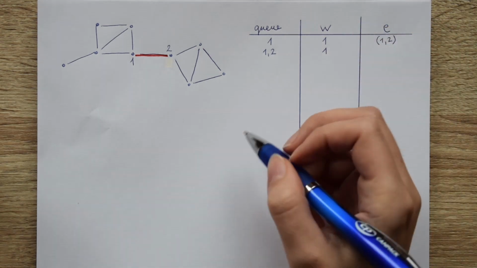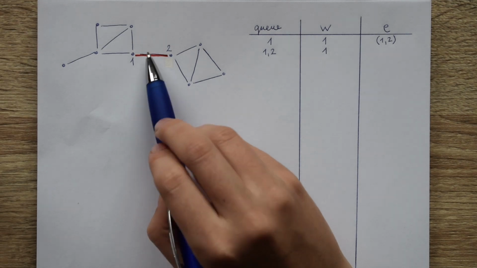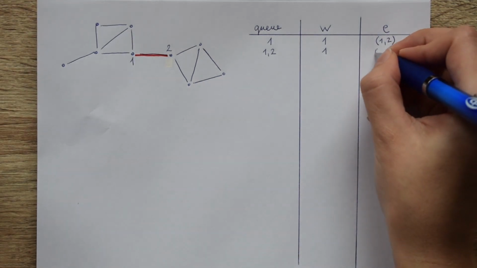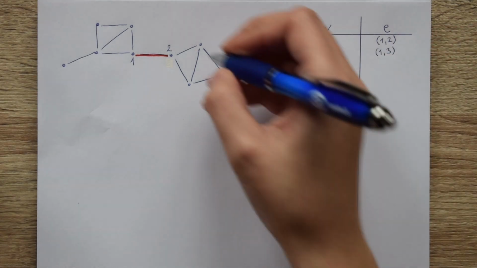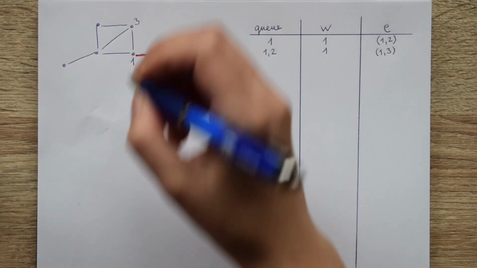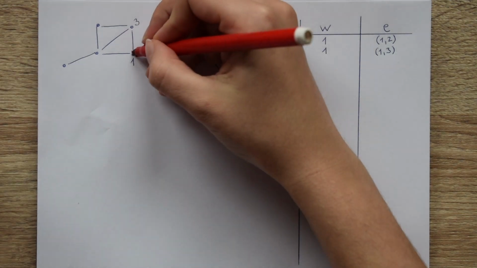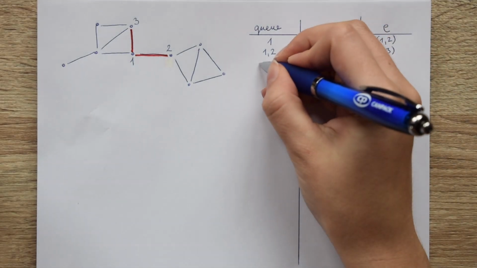So I ask again, is there any unmarked edge and node I can get from node 1 in one step? Yes, for example this one. I mark this node as node 3 and add edge 1, 3 to column E. I also mark this edge in graph. Now I add node 3 in queue.